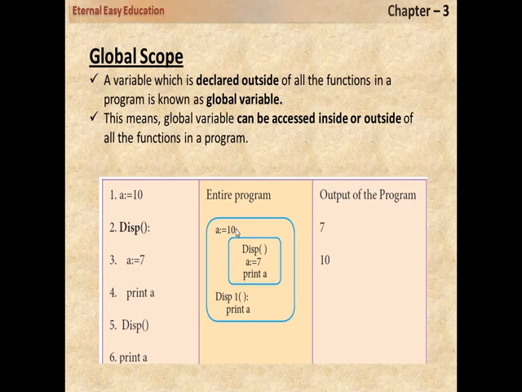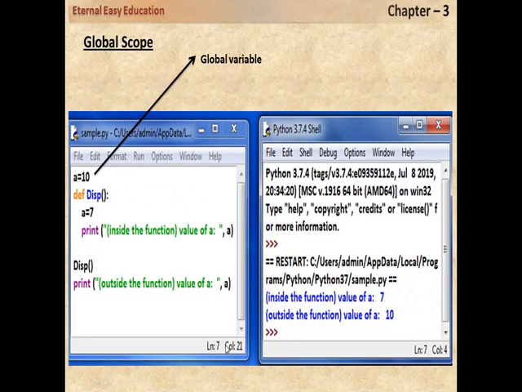Can you see a equal to 10? Inside the function a equal to 7. The variable a is used inside the function and also outside the function. That means a equal to 10 is the first line of the program. As this is the first line, a is a global variable. That means this a can be used inside the function and outside the function also. There would not be any error.